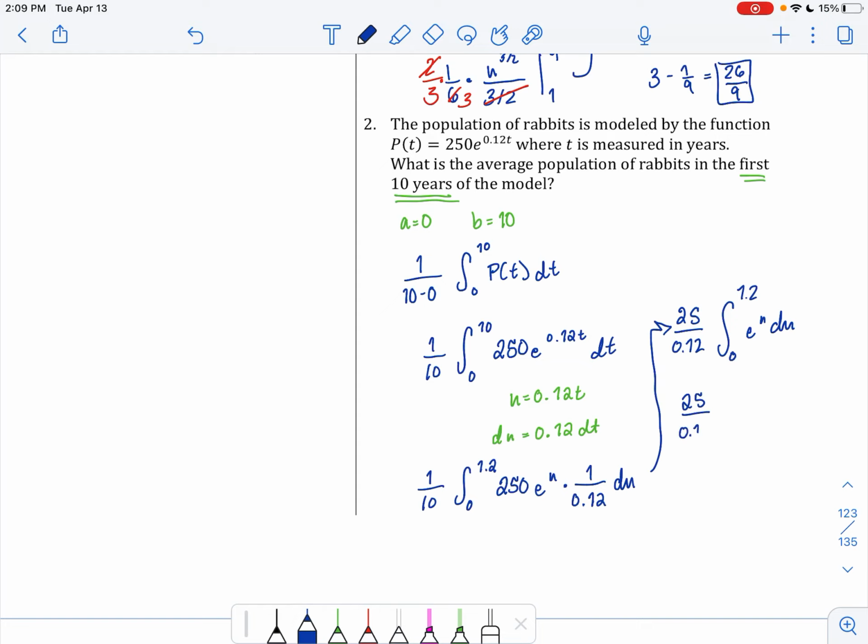So 25 over 0.12 e to the u from 0 to 1.2, which gives us 25 over 0.12 times e to the 1.2 minus e to the 0, which is just 1. At this point, I can either leave it like this, or it probably makes the most sense to plug into a calculator, and I get 483. It's a word problem, so the average population is 483 rabbits, since that's what the population function is measuring.